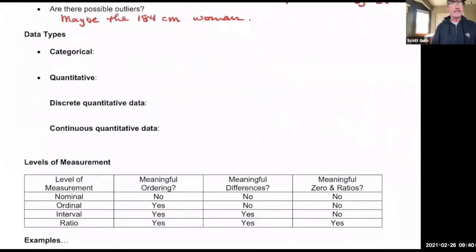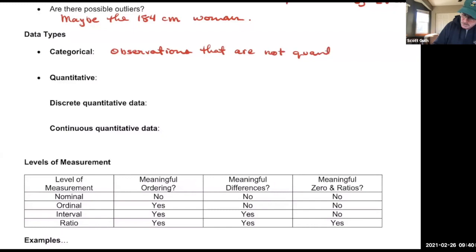Okay, and then for data types, we'll go ahead and just talk about this. So categorical data, these are values that fall into categories, obviously, but they would be values that are non-numerical. I don't even want to say values because that sounds like a number. So let's just say observations that are not quantities. Okay, and you guys all know what quantities are. So these are quantities for the quantitative data.